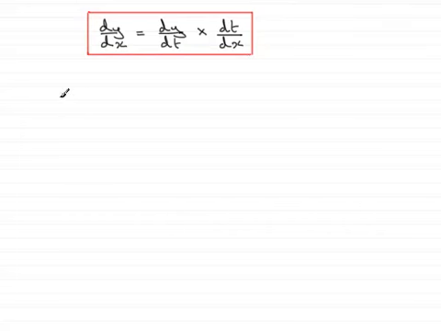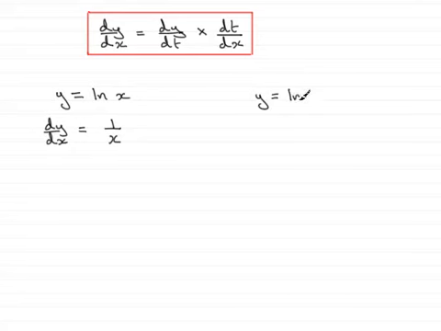You may remember that if we had y equals the natural log of, say, x, dy by dx is a standard result. It turns out to be 1 over x. If I had, for instance, y equals the natural log of, say, t, this time it wouldn't be dy dx, it would be dy by dt that would equal 1 over t.